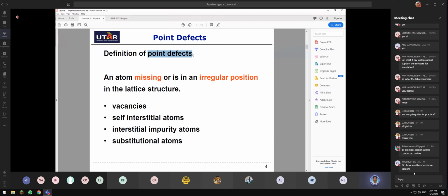It can be a missing atom, vacancies. You don't have it, it is a missing atom in a lattice structure. It can be a self-interstitial atom, a small unknown atom which is inside the lattice structure. It can be an interstitial impurity atom, much smaller atoms, or it can be substitutional atoms. All right, so just a quick recap.